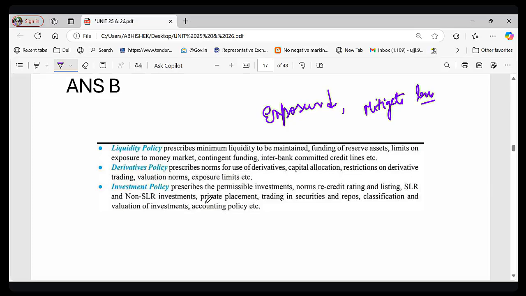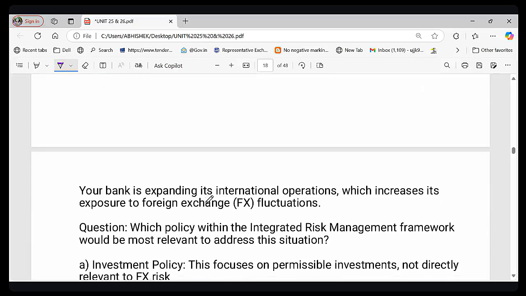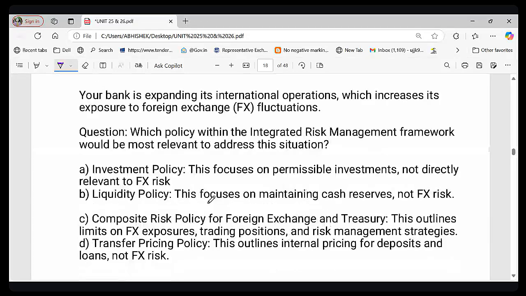So I hope that was a very easy question. Let's see the next one. So again, this is based on one question, based on policy. There are 4 policies given, and you have to take the correct one. Let's see the situation. What is happening here?